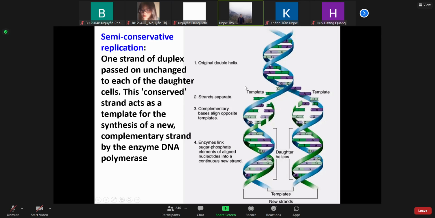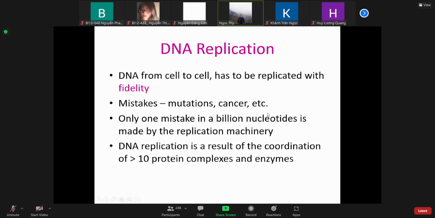Following the Chargaff rule, A is linked with T, G is linked with C. As a consequence, one mother double-strand DNA will produce two daughter double-strand DNA with the same sequence as the mother DNA, and each daughter DNA molecule will have one strand that is the original parent strand and one strand that is newly synthesized.